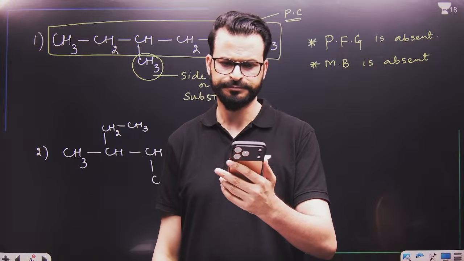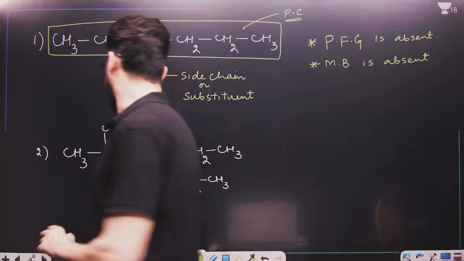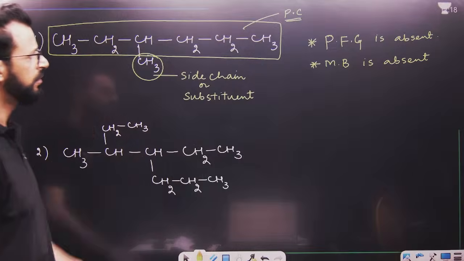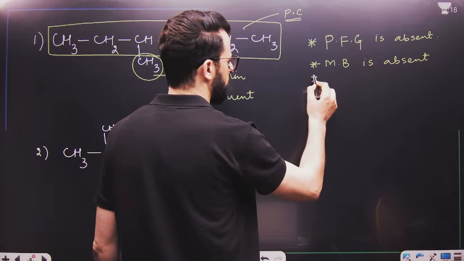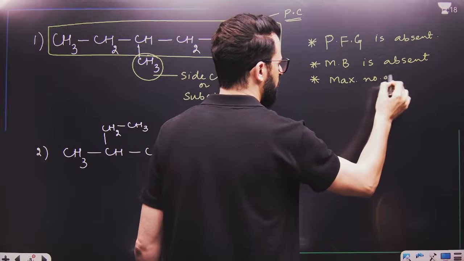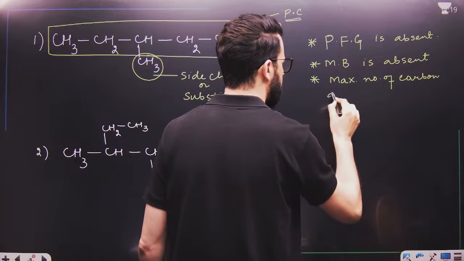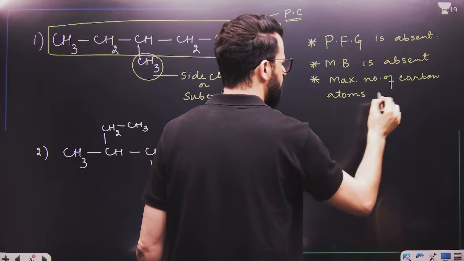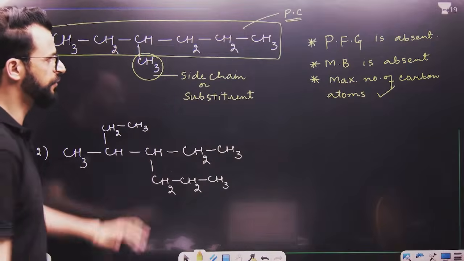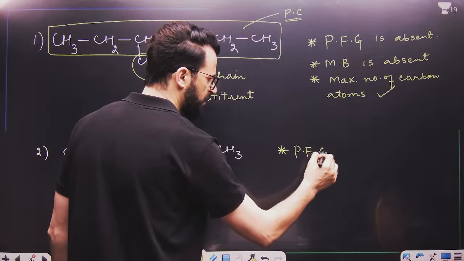That's great. Now, another thing is this one. First of all, what will we check? This was on the basis of the maximum number of carbon atoms. We have decided the parent chain on the basis of the maximum number of carbon atoms. Is this point clear to you? Now here, first of all, what will we check? We will check the principal functional group, and the principal functional group is absent.